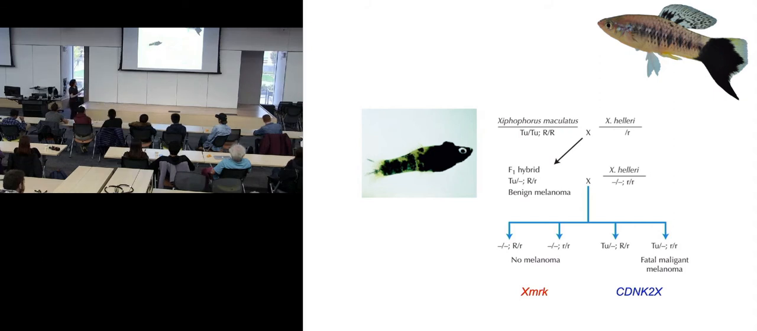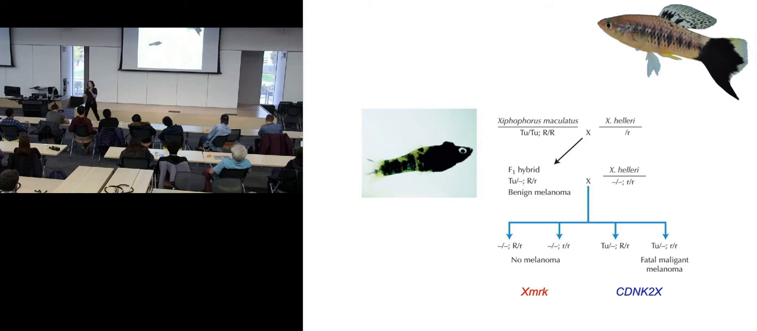And I also told you about this classical model of melanoma and swordtails, where you cross these deeply divergent species and you have this interaction between XMark and what's actually an unknown partner gene. But they believe that it's this gene called CDNK2X. But it's not been mapped to the single gene level. And so what that suggests is we actually have a genetically distinct hybrid incompatibility that shares part of its architecture and differs in the interacting locus.